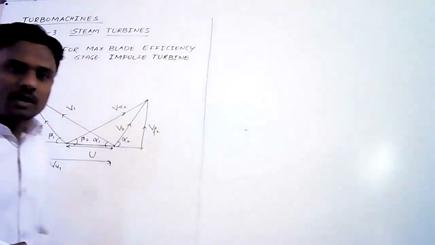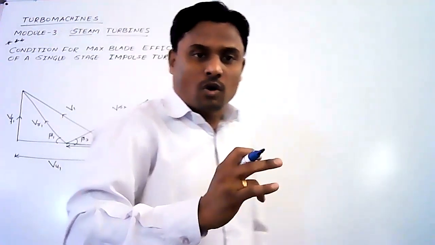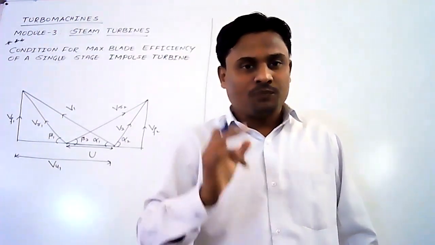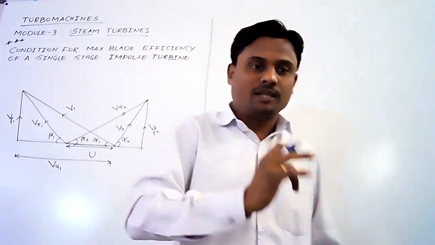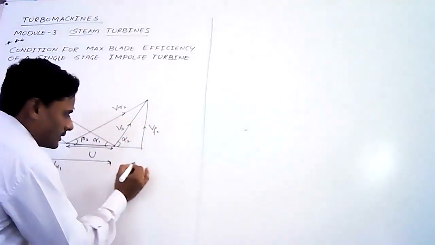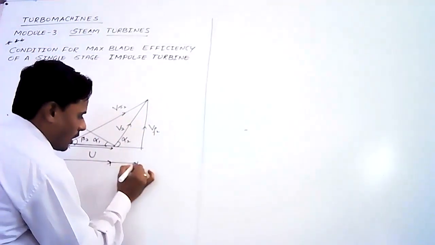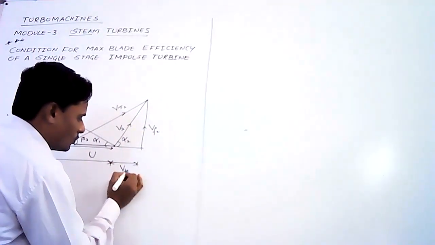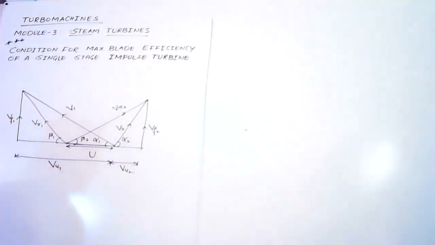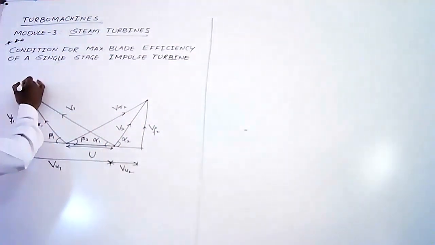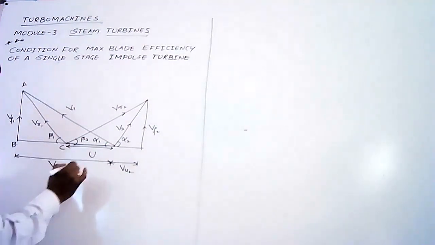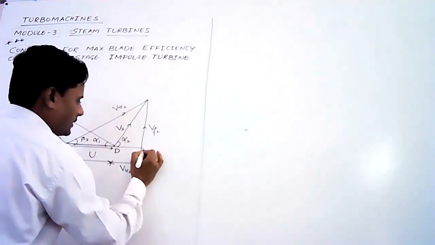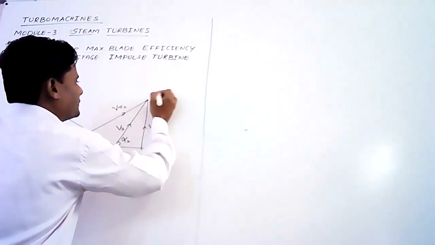This complete horizontal vector is Vu1. Vu1 stands for the tangential velocity component at the inlet. Similarly, the tangential velocity component at the outlet is Vu2. Let us name all the corners A, B, C, D, E, and F.